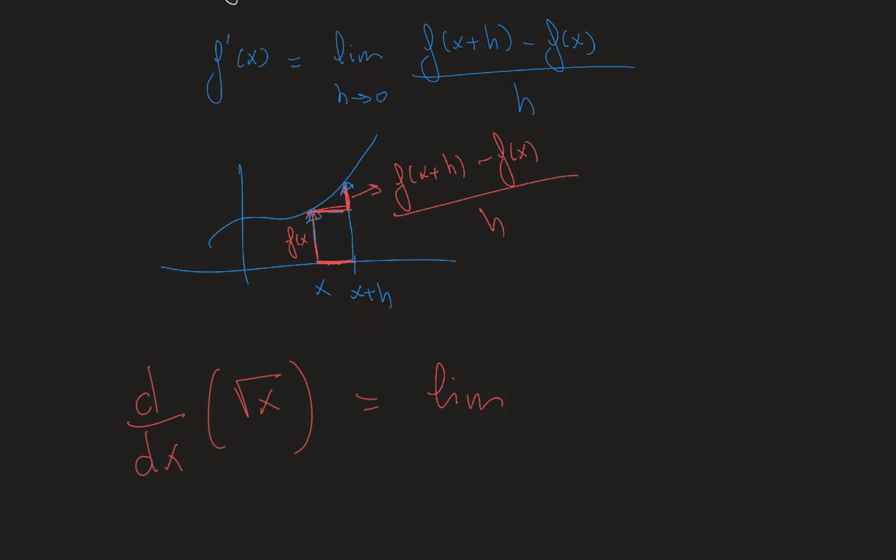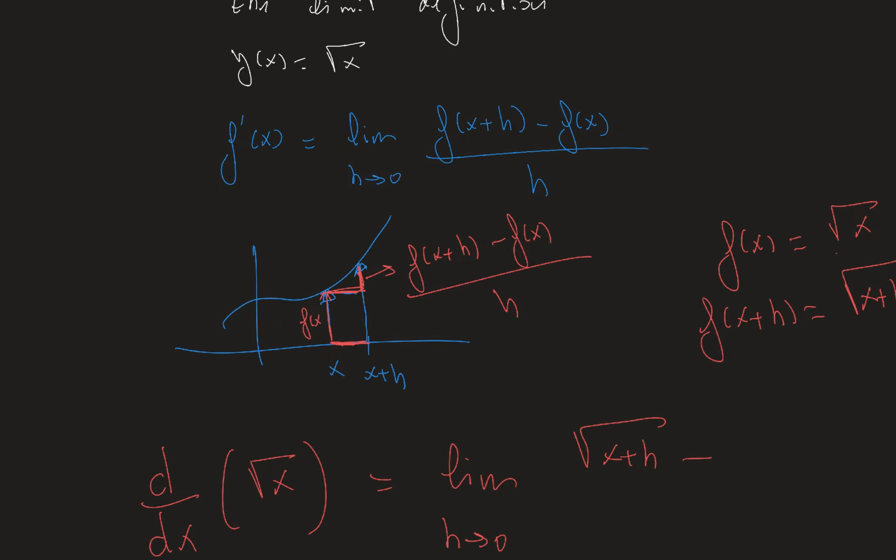It will be the limit when h approaches 0 of what? Of f of x plus h. If the function f of x is a square root of x, f of x plus h will be a square root of x plus h, minus f of x. I'm following my definition of the derivative.